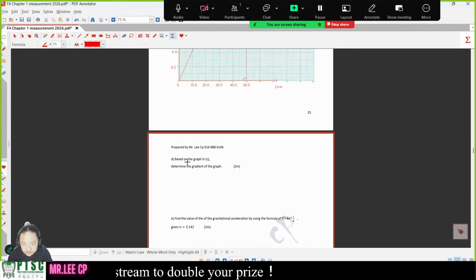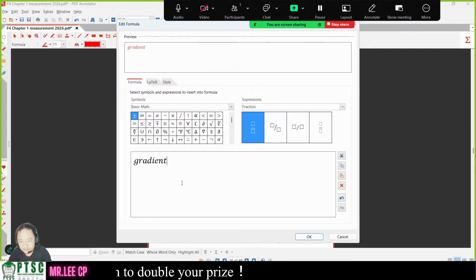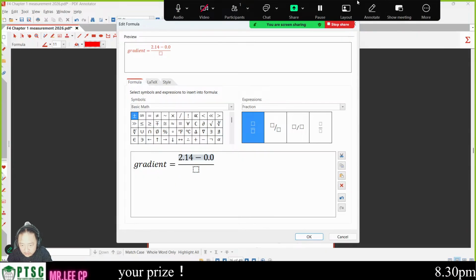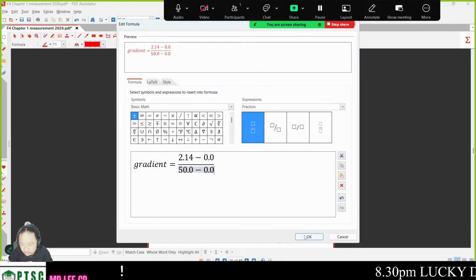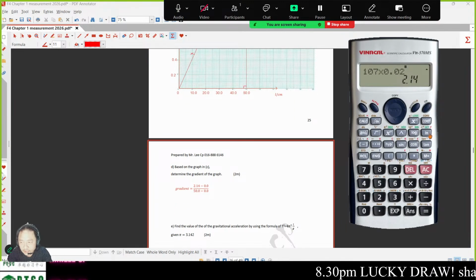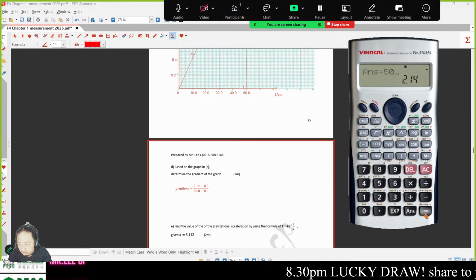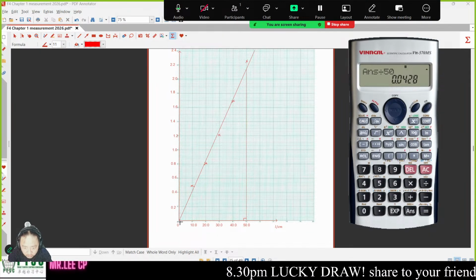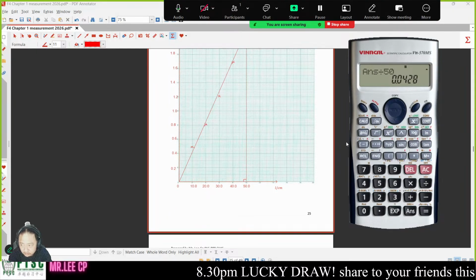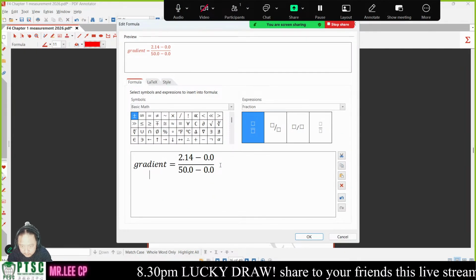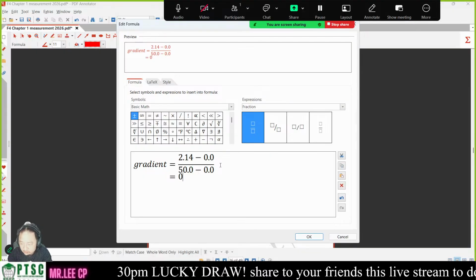So I want to calculate the gradient. This equals 2.14 minus 0.0 divided by 50.0 minus 0.0. After that you divide by 50, which is 2.14 minus 0 over 50 minus 0. So I got 0.0428.